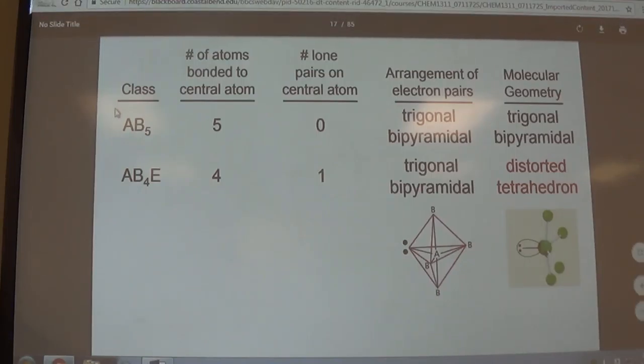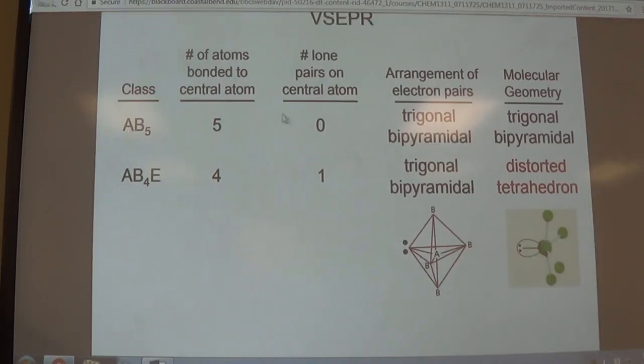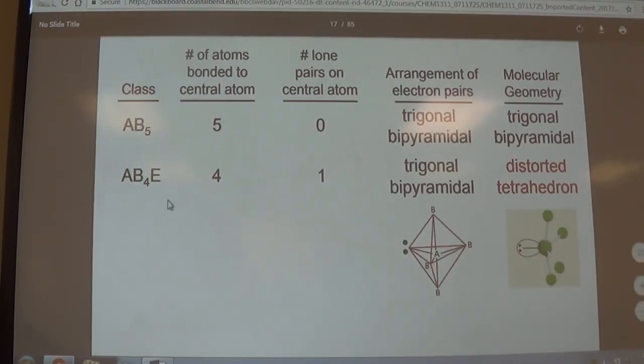If you have five atoms bonded to a central atom and no lone pairs, we said it's trigonal bipyramidal. But if there's one electron pair, then even though the electronic geometry is trigonal bipyramidal, the actual molecule is called distorted tetrahedron here.